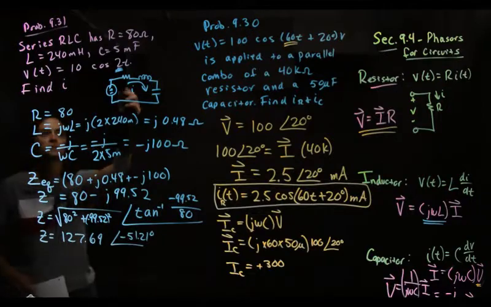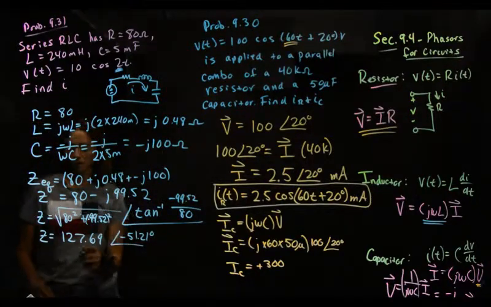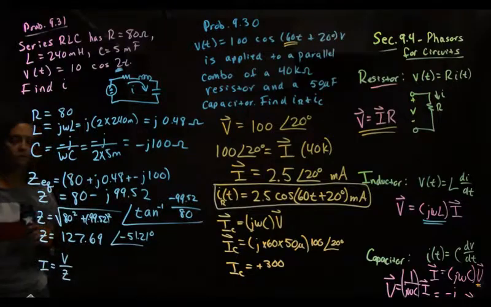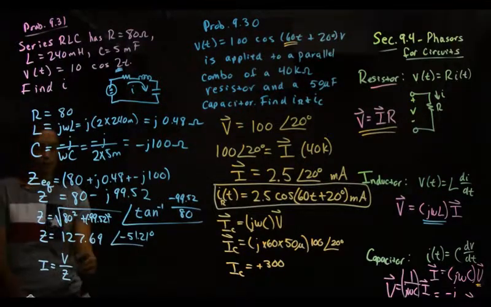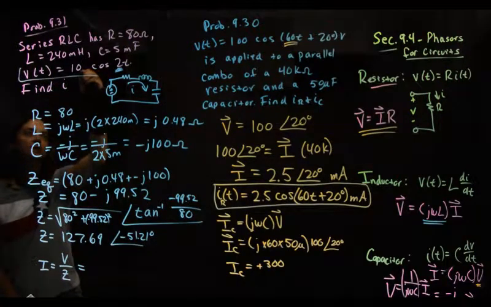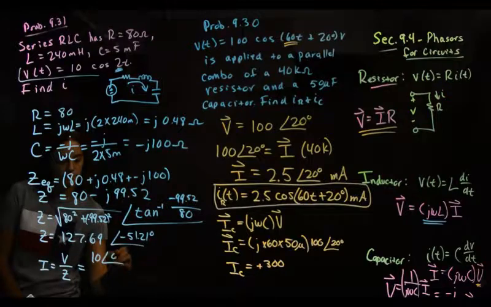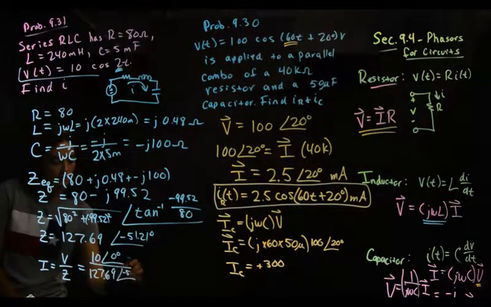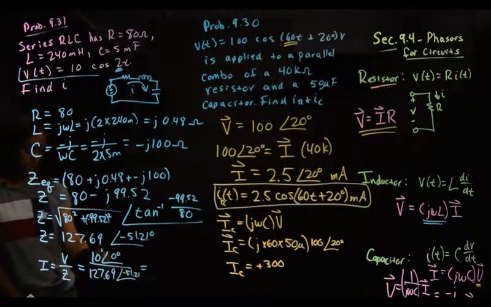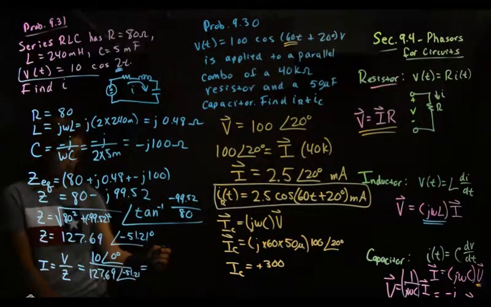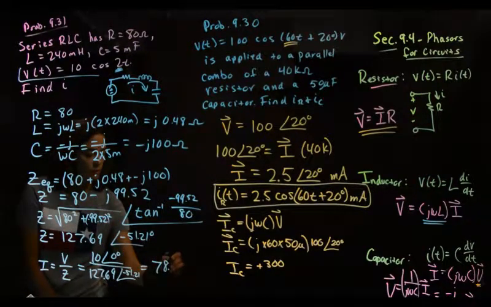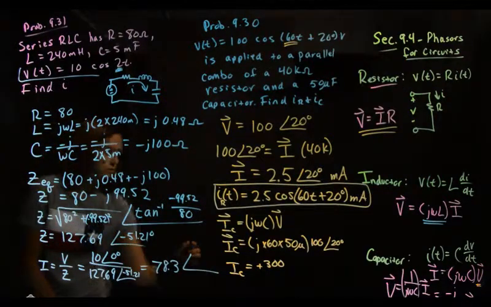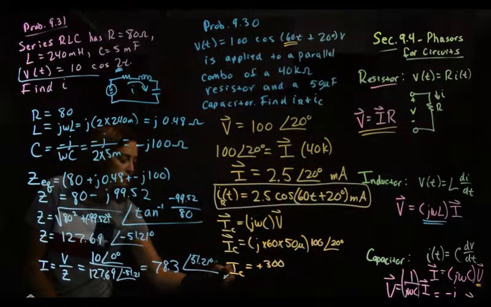So that is just our RLC. We're still looking for that I. V equals IR, so I equals V over R, where our R is the Z equivalent. So it's an equivalent impedance. V, right here, is going to be 10 at an angle of 0. Z is right above here, 127.69 at an angle of minus 51.21. 10 over that 127.69 will give me 78.3 milli at an angle of 0 minus negative 51.21, so positive 51.21 degrees milliamps.